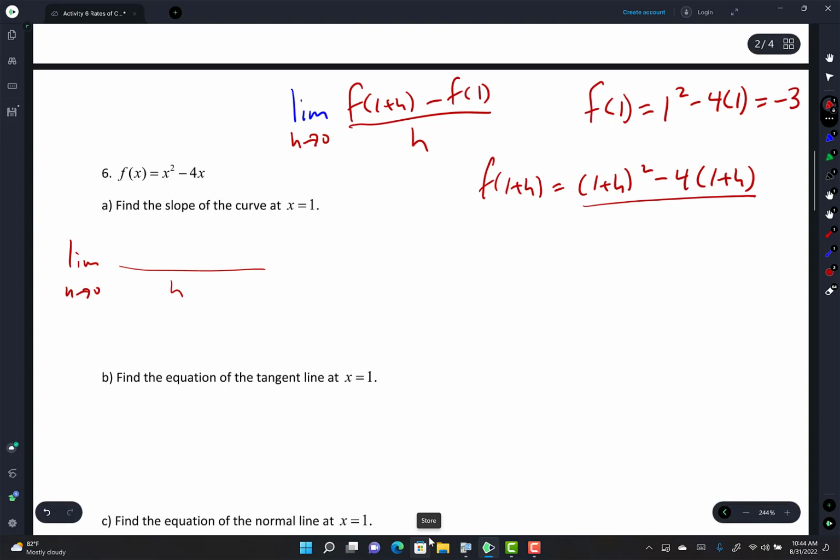Expand this, like you do. Any other ones? I want you guys to keep going on that one. It wants a slope at x equals 1. No, you're good. Come on, guys. If you need a break, take a break, but make sure that we get back on math.